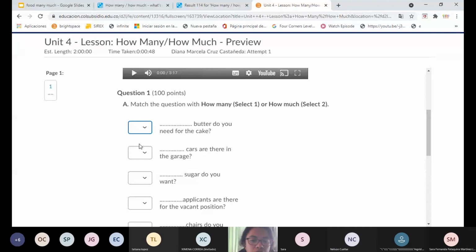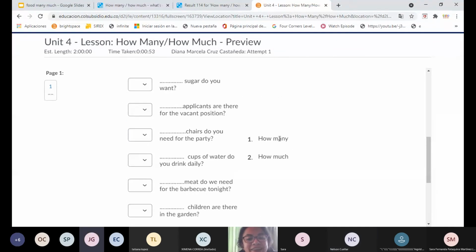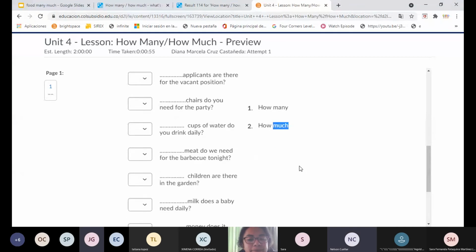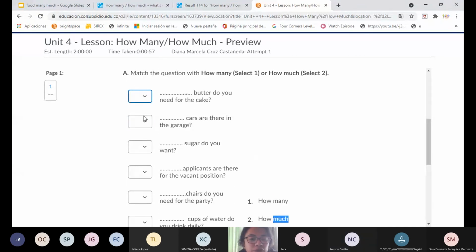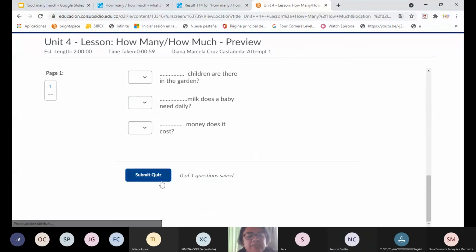Number 2. Bueno, entonces, ¿cuál? 1 or 2? How many or how much? Number 2, teacher. How much? So we're going to select 2, all right? We're going to do that activity. Vamos a hacer esa actividad antes de irnos al segundo descanso.